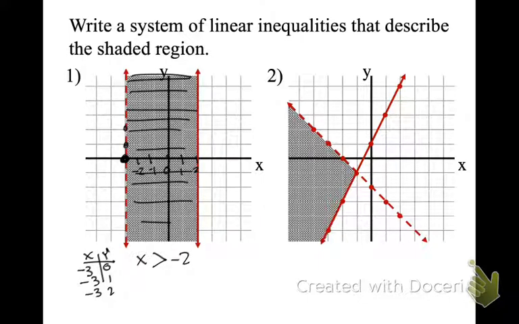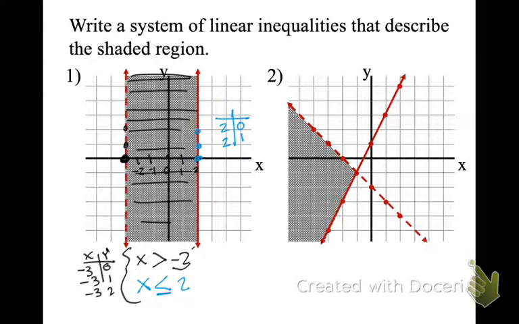The next one is right here. I'm going to make a table. So that's 2, 2, 0. That's 2, 1. So this one's going to be x is less than or equal to, it's solid, 3. Sorry, I said 2. That should be 3, not 2. Okay. And so this is my system.